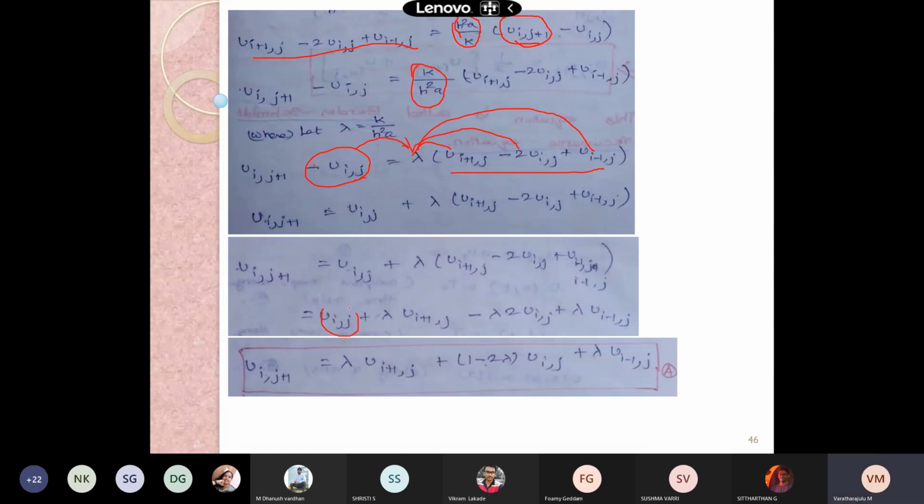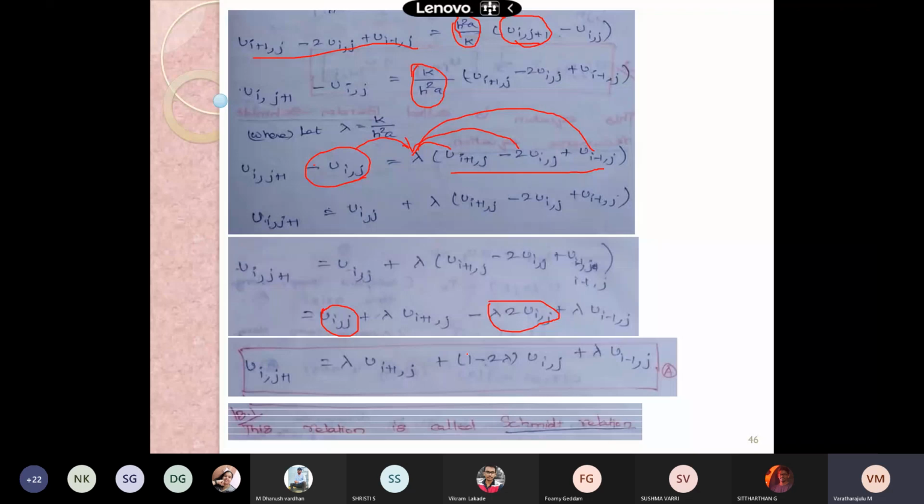What I can understand, I can take out the u(i, j) from these two. What happened? I have the coefficient as 1 minus 2 lambda. So my u(i, j+1) is equal to lambda into u(i+1, j) plus (1 minus 2 lambda) u(i, j) plus lambda into u(i-1, j). This is the required formula in order to solve the problems belonging to parabolic.